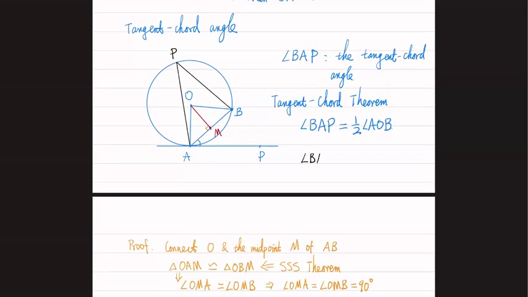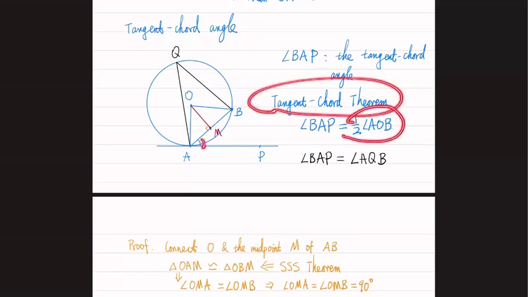Angle BAP. Angle... Oh, too many P's. Let's use a different letter. Let's call this Q. So there are two ways to interpret this tangent-chord theorem. This tangent-chord angle is half of the central angle and also equals the inscribed angle.